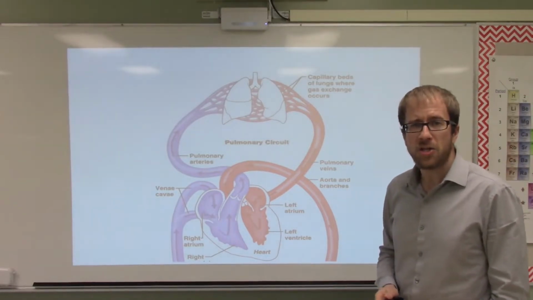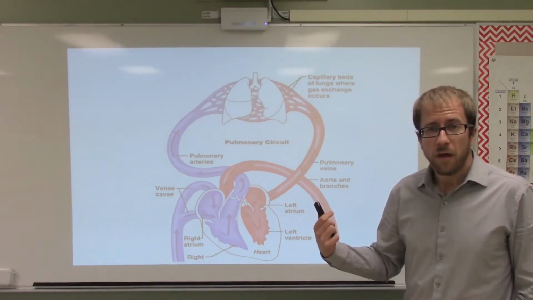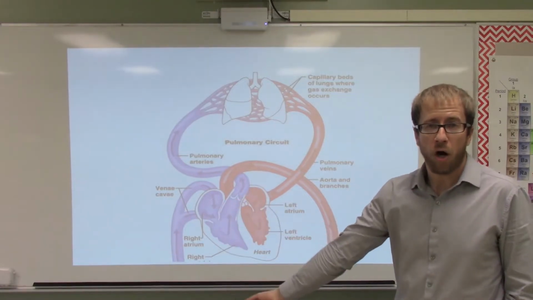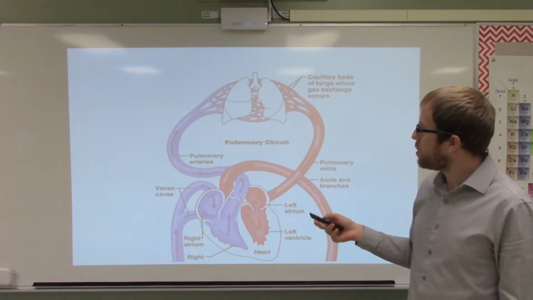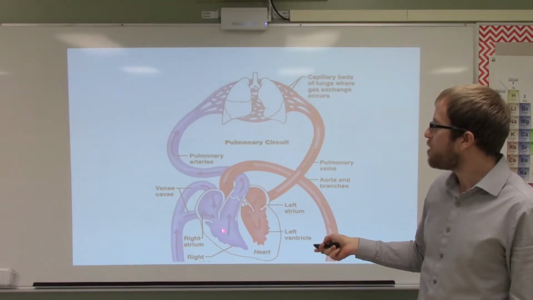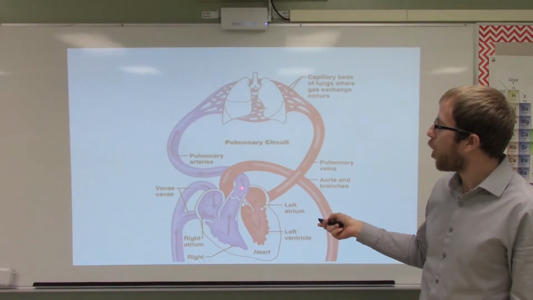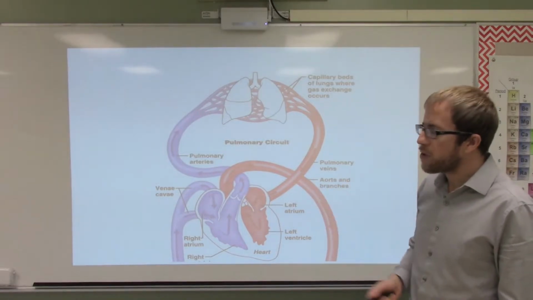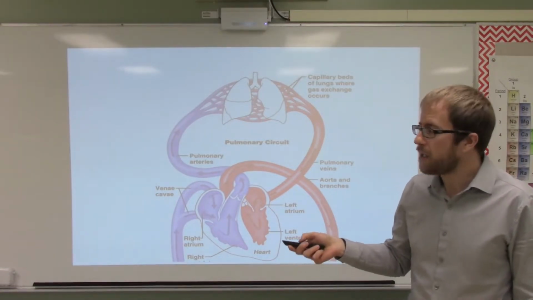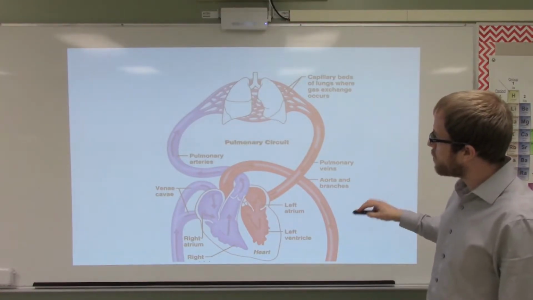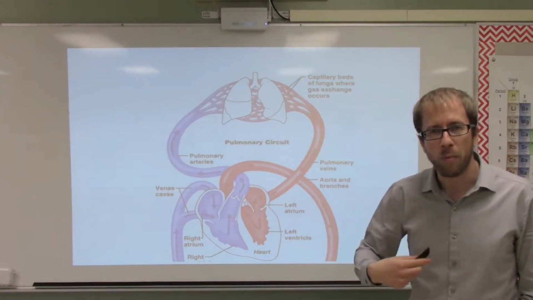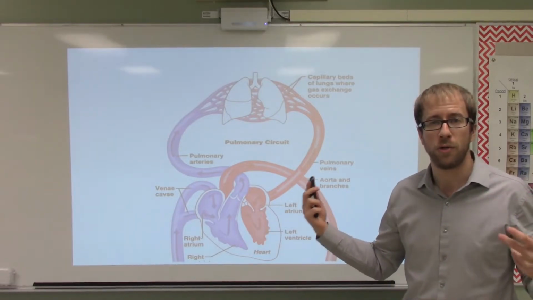So your pulmonary circuit, what is the whole point of it? Well, we need to oxygenate our blood and get rid of the CO2. So the deoxygenated blood from your body will be pumped via the pulmonary artery to your lungs, where it can be oxygenated, right, in those alveoli. And then that oxygenated blood returns back to the heart via the pulmonary vein, where it can then be pumped to your body.